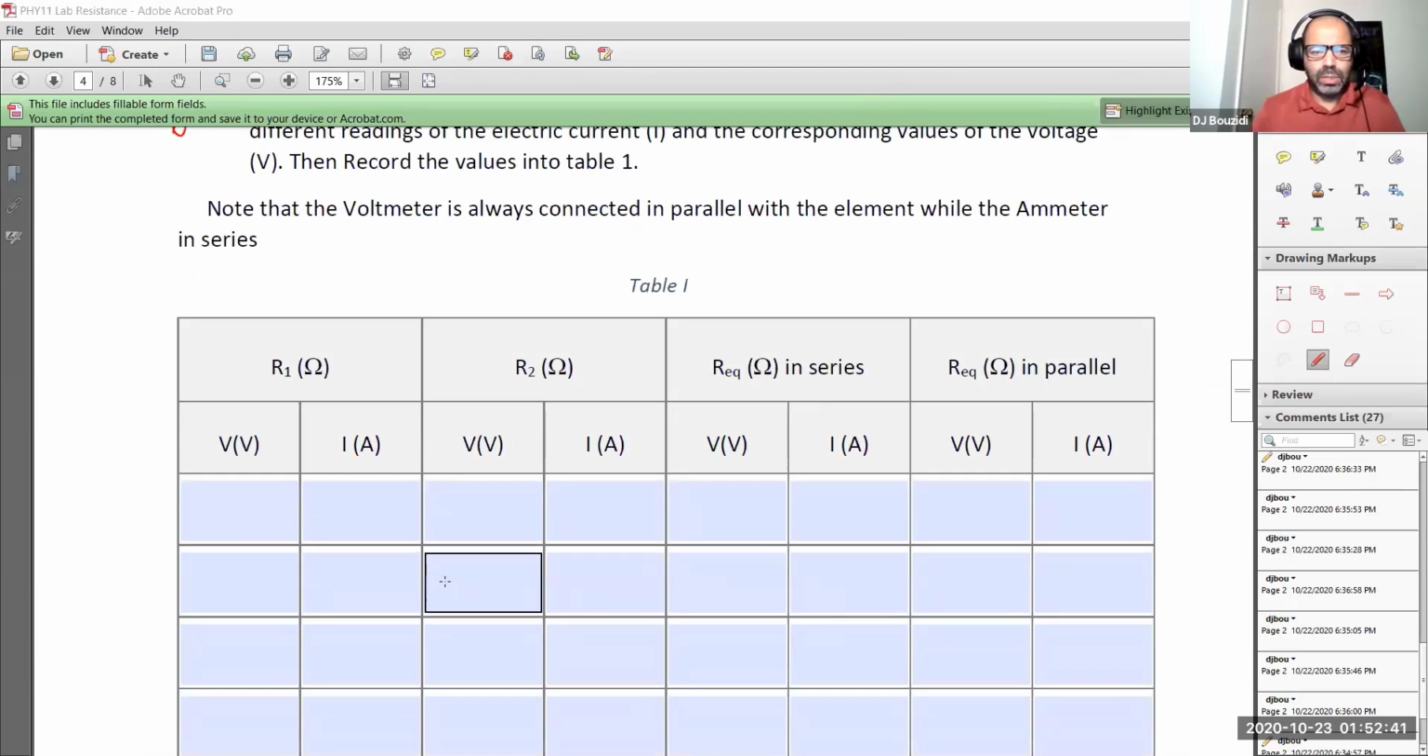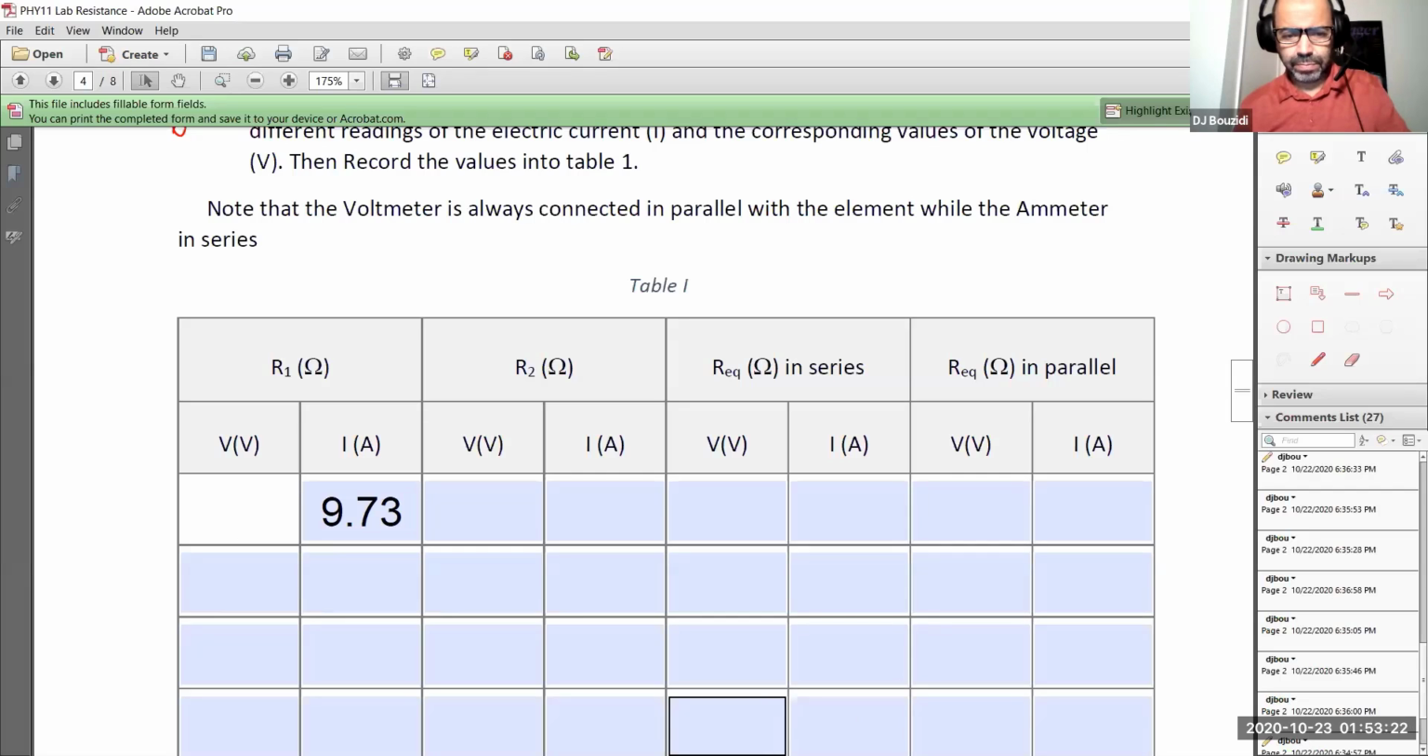Does anybody remember what the current value was? 9.73. So I'm going to put 9.73 here. Remember, the rheostat value, I don't care for it. And the voltage was 48 point something. So I'm going to go back in and put 48.64. Please do not use these numbers, use your own, okay? 48.64. Okay, I have obtained one set of data for R1.